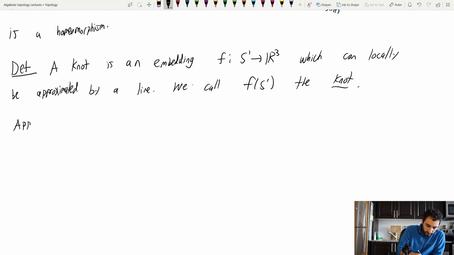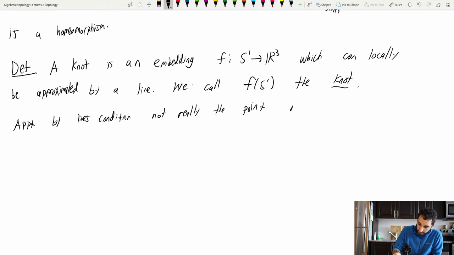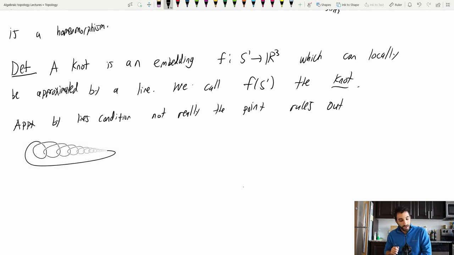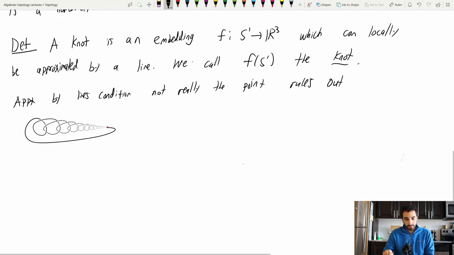So this approximated by lines condition is not really the point, but it rules out some ugly pathological examples. For example, this here is called a wild knot, and it's not the kind of objects we want to be dealing with. And the point here is that at this little limit point here, the knot cannot be approximated by a line. It doesn't really have a finite derivative there. It's going to be spinning so fast that no line can approximate it. But yeah, the important part is it's a map from the circle into R3, which never intersects itself.